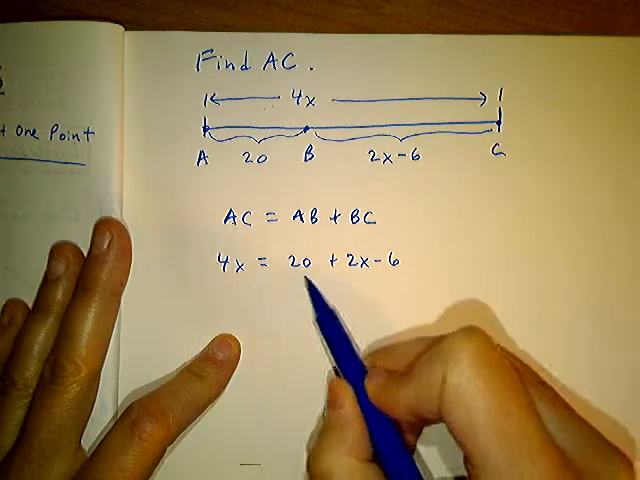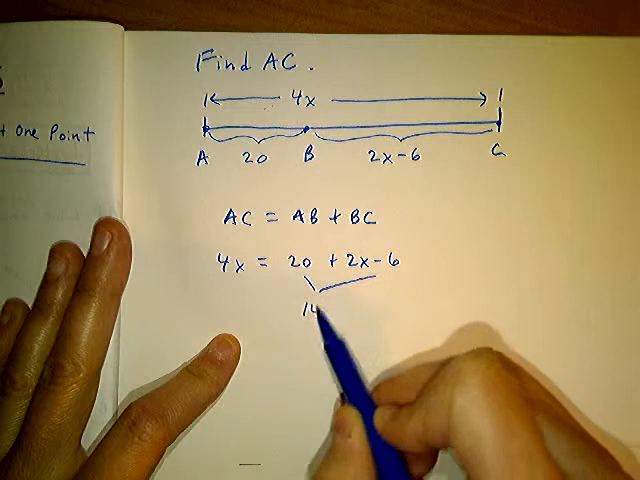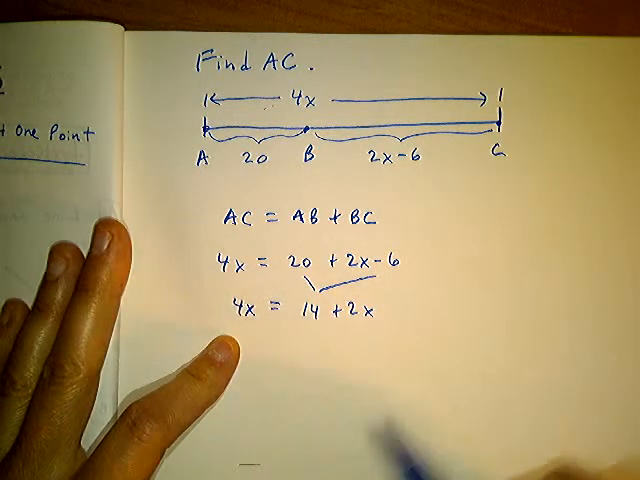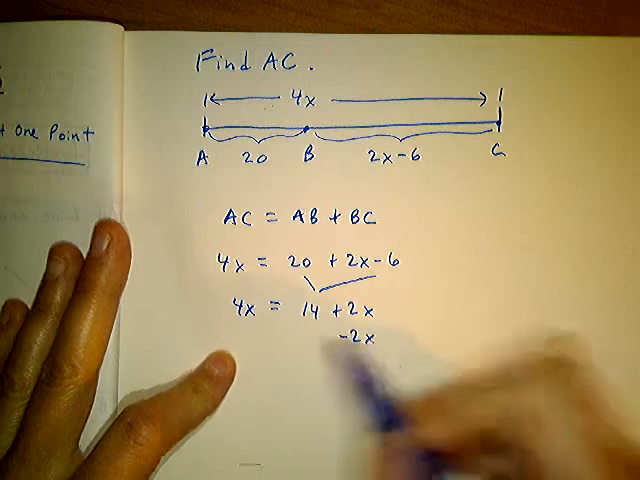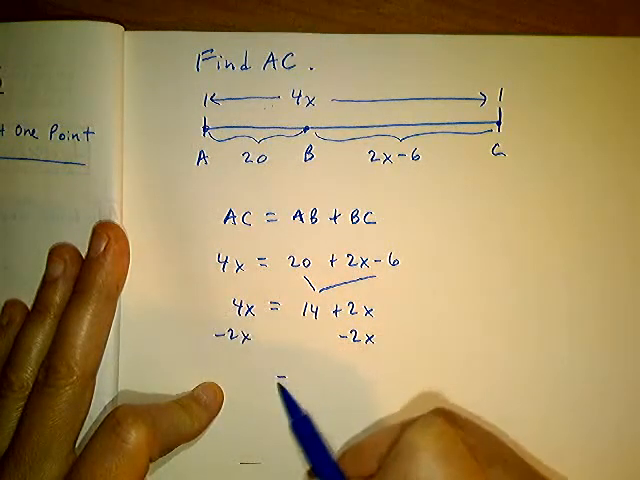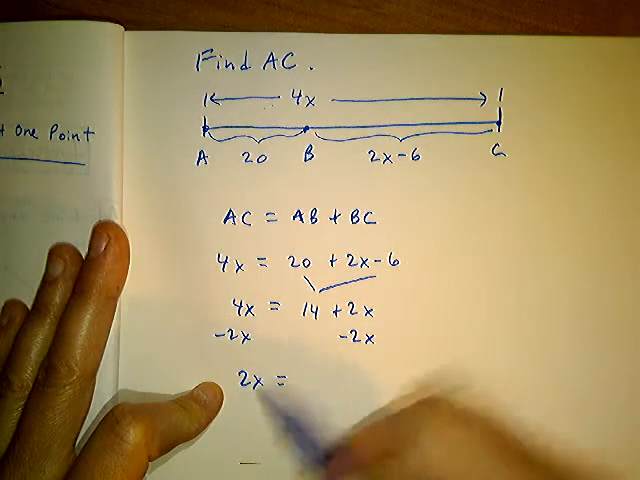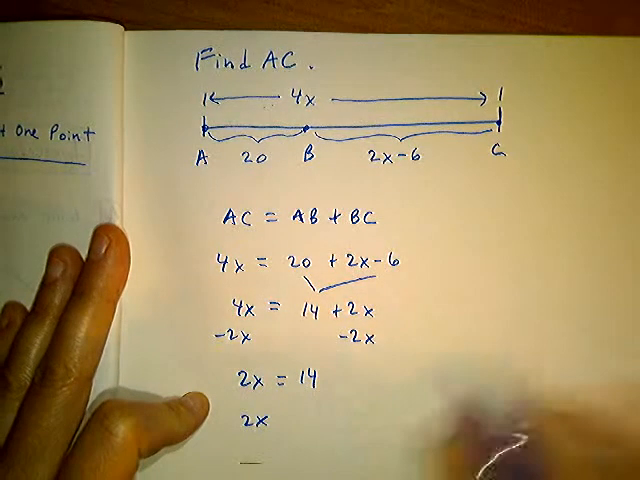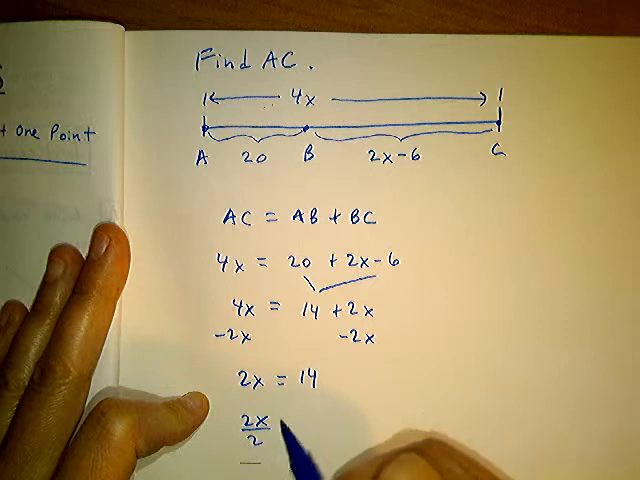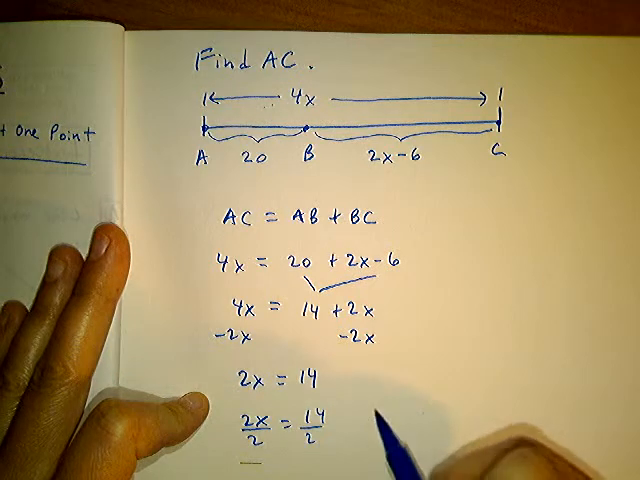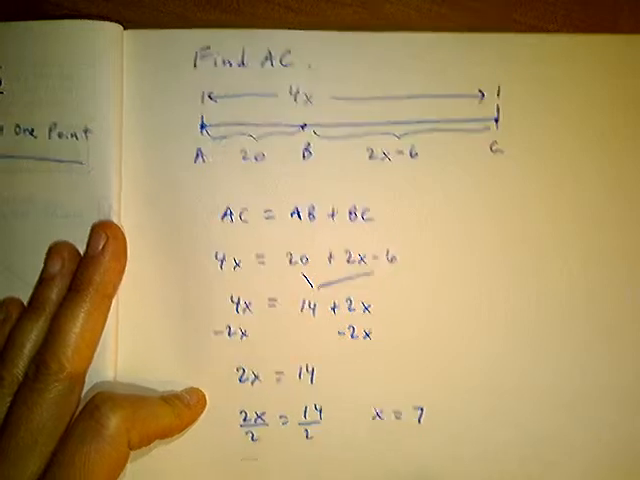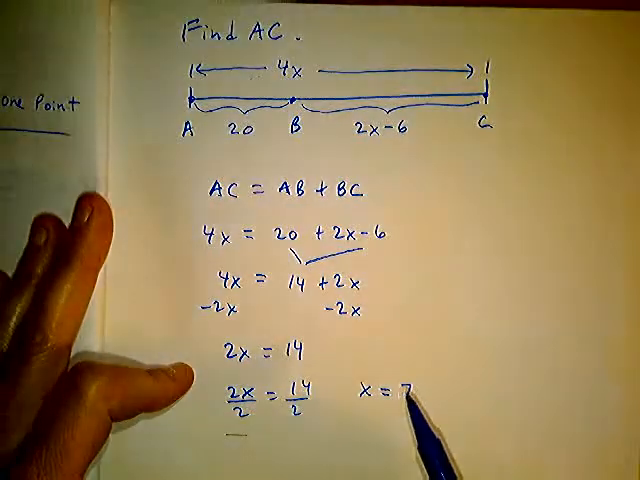So what I'm going to do is I'm going to add the 20 and the negative 6 and get 14. Then I'm going to subtract 2x on both sides. 4x minus 2x is 2x. These cancel and you just get 14. And then if I divide both sides by 2, x equals 7. Now, a common mistake that students make is they think that that's their final answer.